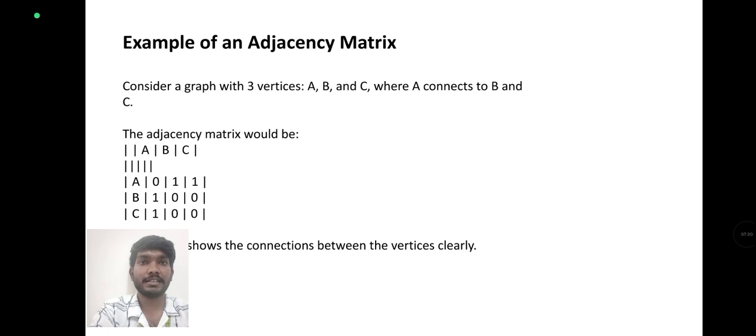Example of an adjacency matrix. Consider a graph with three vertices A, B and C, where A connects to B and C. The adjacency matrix would be, with rows and columns A, B, C: row A: 0 1 1, row B: 1 0 1, row C: 1 0 0. This shows the connection between the vertices clearly.